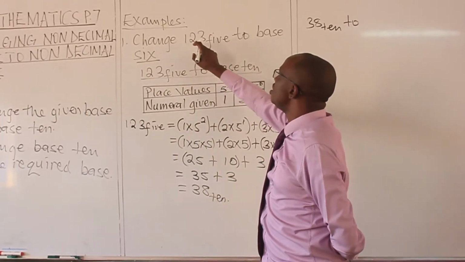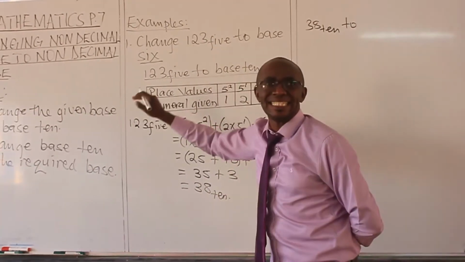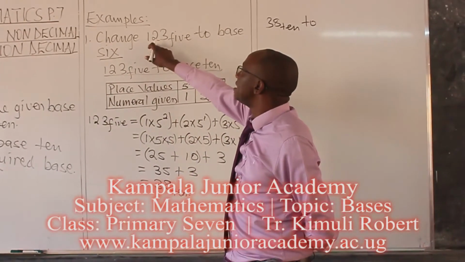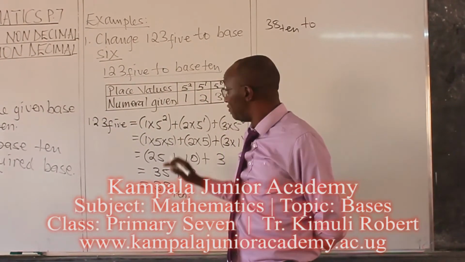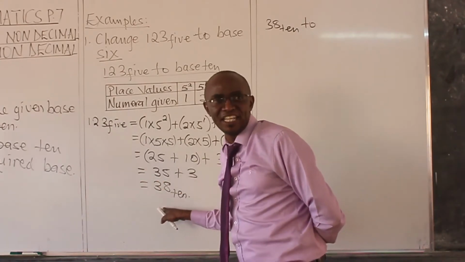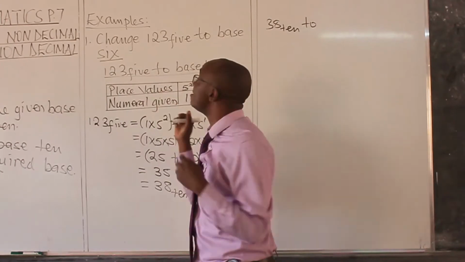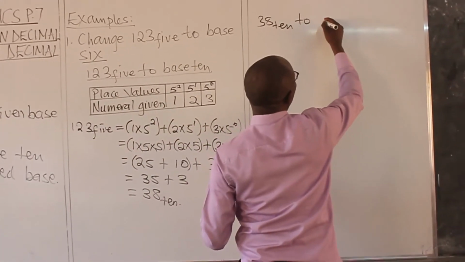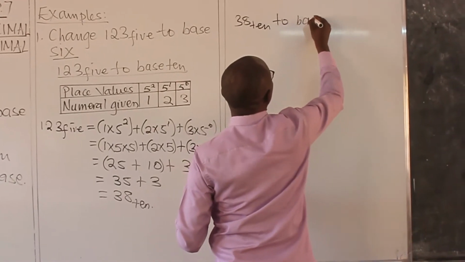Because they say change 1, 2, 3 base 5 to base 6. So the required base is 6. So that is why we had to first change the given base, which was base 5, to base 10. Then after, we change the result in base 10 to the required base, which is 6. So now, change 38 base 10 to base 6.